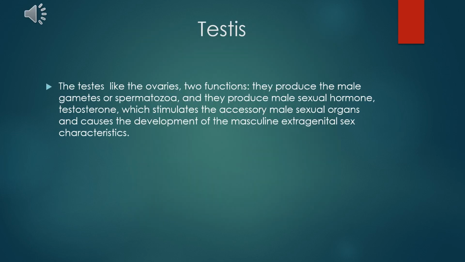The testes have two important functions. One is the production of the gamete or spermatozoa, and the second one is the production of testosterone. Testosterone is a male sexual hormone. It can stimulate the accessory male sexual organs and causes the development of the masculine extragenital sex characteristics.